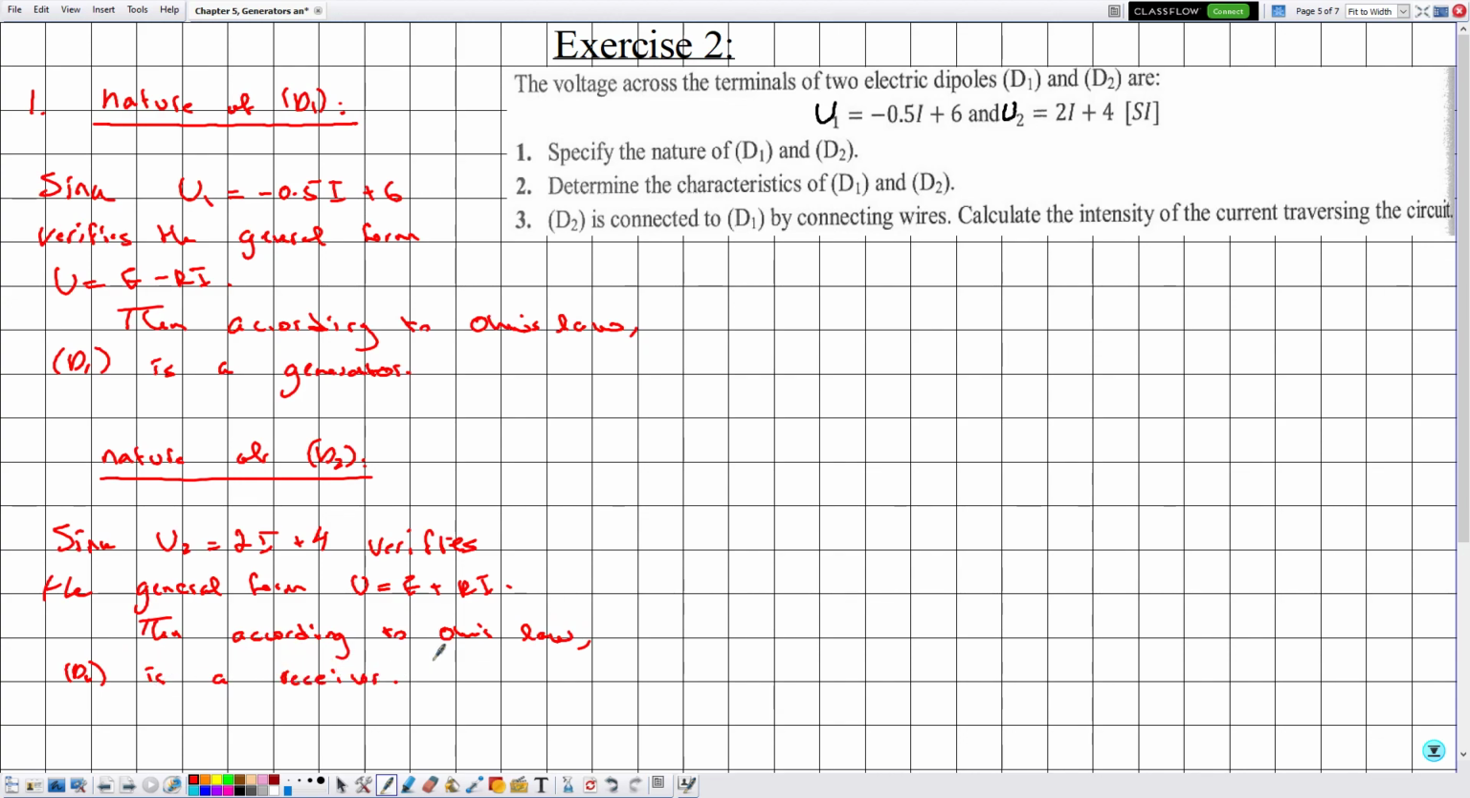Now why is specifying the nature of each electric component important? Because this allows us to determine its characteristics. And without exception here they are asking us to determine the characteristics of D1 and D2. So let's start with the characteristics of D1.